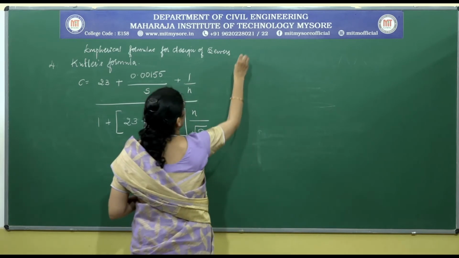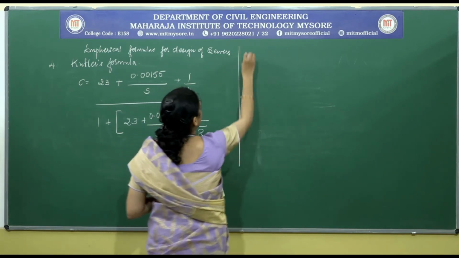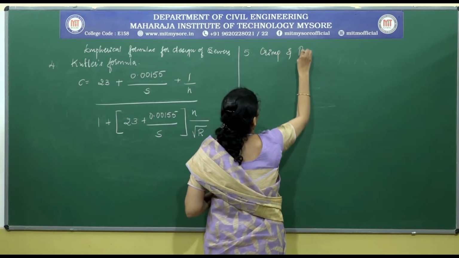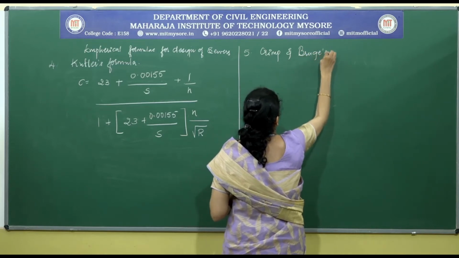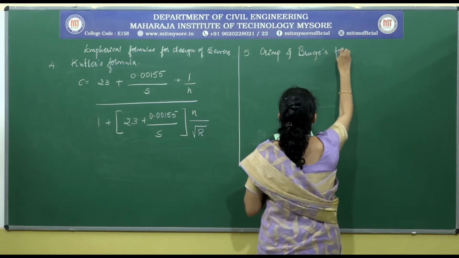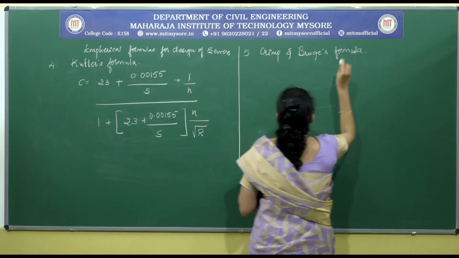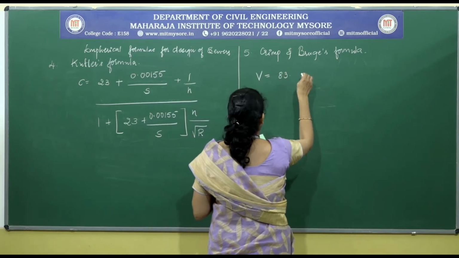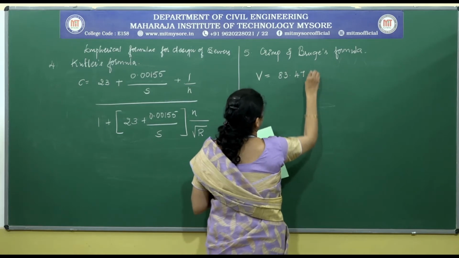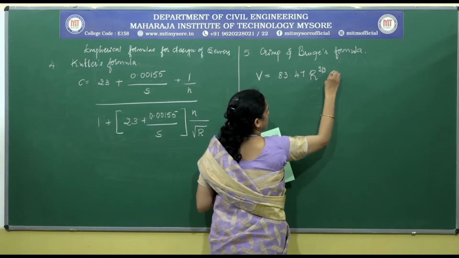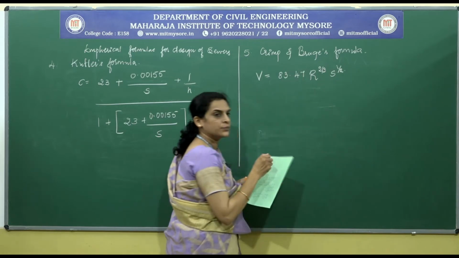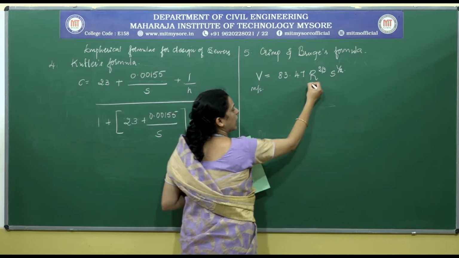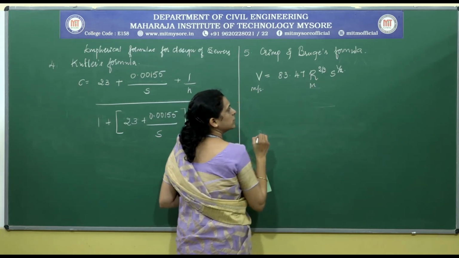Next is Crimp and Bruges formula, which is used to calculate the velocity, which states that V is equal to 83.47 r to the power of 2 by 3 into s to the power of half, where again V is velocity of flow in meter per second, r is hydraulic mean depth in meters. Fine.